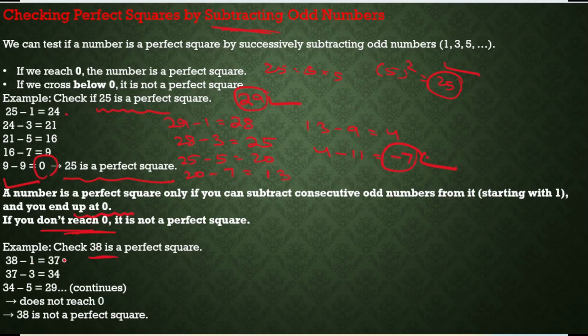See, 38 minus 1, 37. Again 37 minus 3, 34. 34 minus 5, 29. Continue like this. 29 minus 7, this is 22. Then 22 minus 9, this is 13. Then 13 minus 11, this is 2. Then 2 minus 13, not 0. So 38 is not a perfect square.